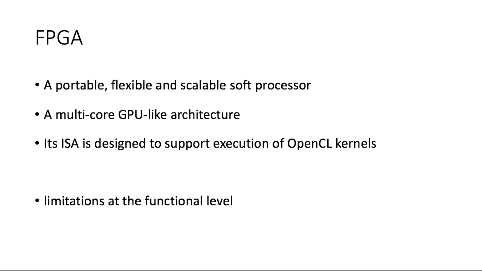FlexGrip is a portable, flexible, and scalable soft processor, and is a multi-core GPU-like architecture. Its ISA is designed to support execution of OpenCL kernels. Although valid, these approaches present severe limitations at the functional level, which limits the adoption by a vast set of real-world applications.